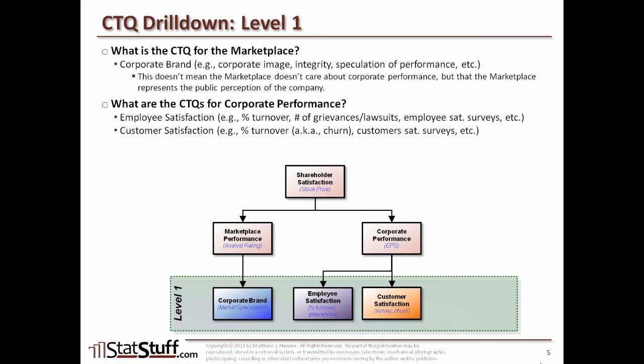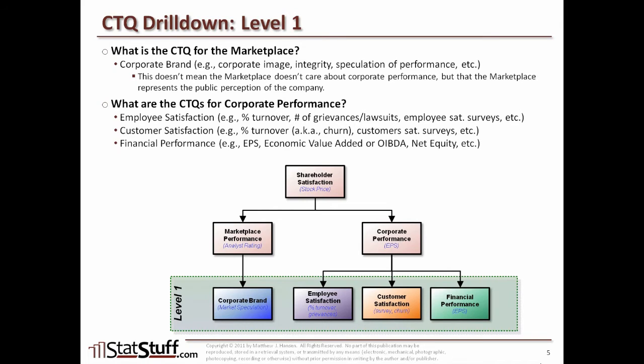Similar, where we can see the turnover or churn for the customers themselves if they're leaving the company or no longer purchasing the items that are being sold by the company. Or we might also have surveys that help to measure customer satisfaction. And the third one that we might use as a CTQ for corporate performance is financial performance. This is how well the company is really performing in its net equity. Or there are several other ways we can measure it, again, earnings per share or some sort of economic value added or OIBDA or some other types of measurements that measure the financial performance of the company.